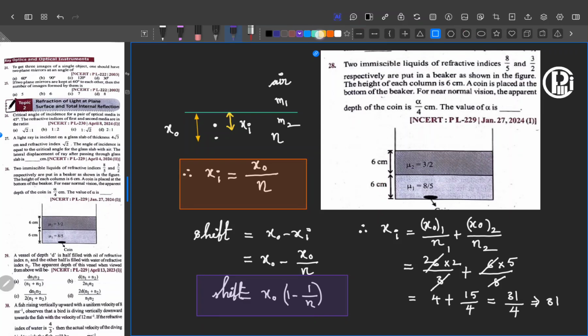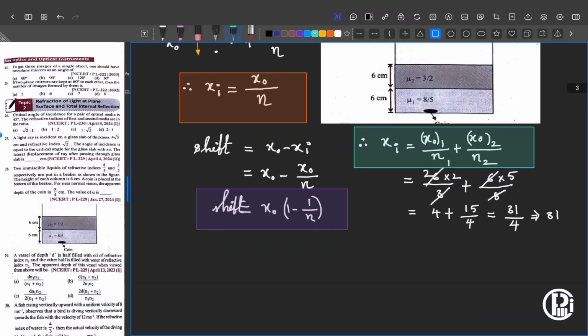So this is all about apparent depth. Apparent depth as well as image distance, both are the same in refraction at plane surfaces. For one medium you could say x0 by n. Here there are 2 mediums, so we will take the overall effect, which is nothing but x0 by n1 plus x0 by n2, where x0 is the thickness of that particular medium. Clear? So that's all about refraction on a plane surface.